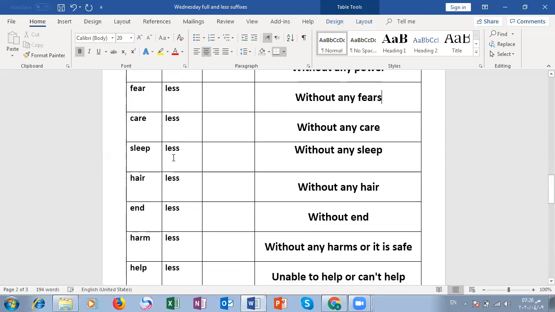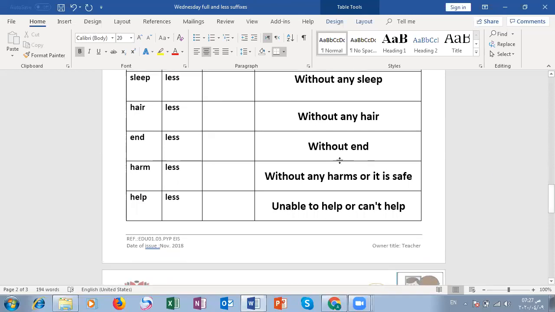Sleepless. Sometimes you can't sleep well and you spend a night without any sleep. So you can say this night is sleepless. I didn't sleep enough. I didn't sleep well. It is sleepless. Hairless, without any hair. Endless, without the end. No end for this. Endless.